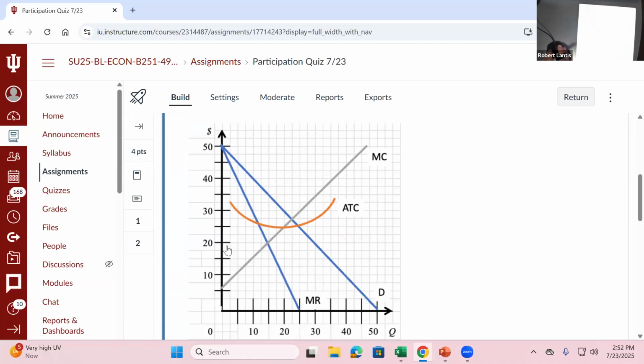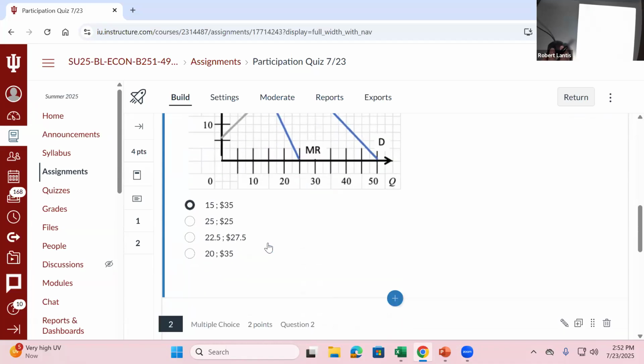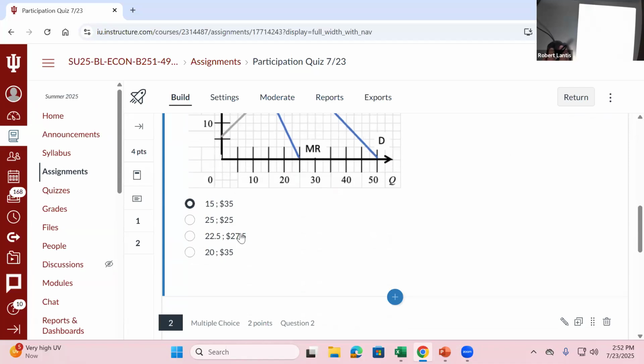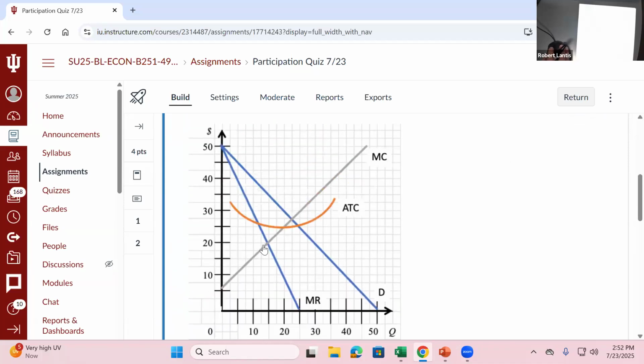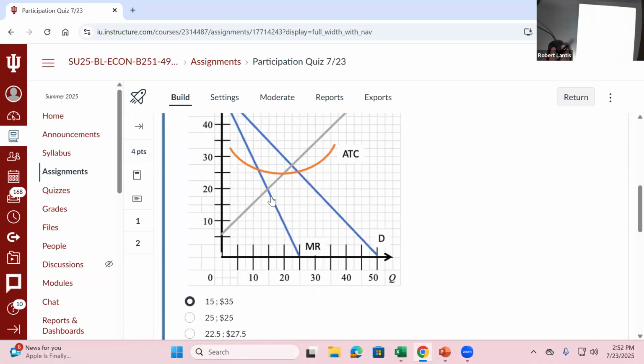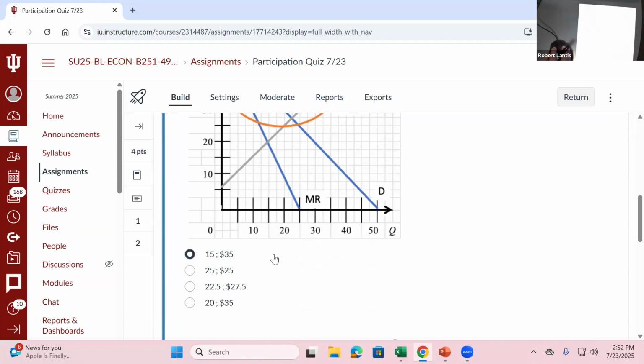What price do I set? I don't set the price at 20. We said for the monopolist, price will always be above marginal revenue and marginal cost. So I know it should be something above 20. Well, they're all above 20, so that's a little harder. I go up not to my average total cost, but all the way up to the demand curve. At that quantity of 15, I can set a price of 35. So the profit maximizing quantity and price would be 15 and 35.